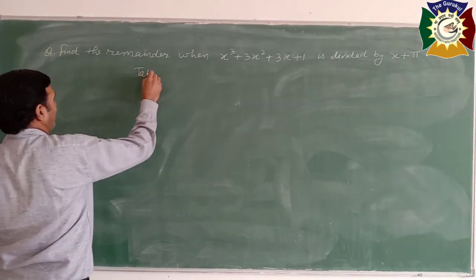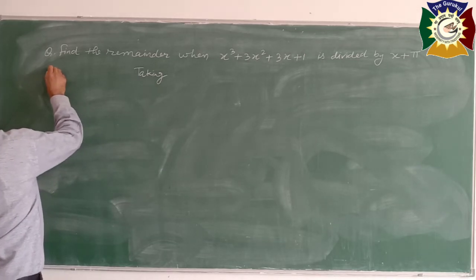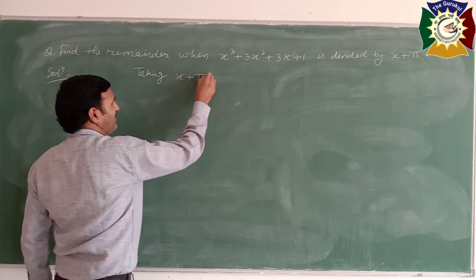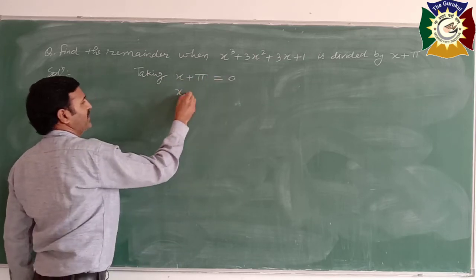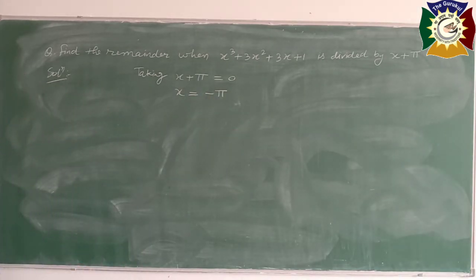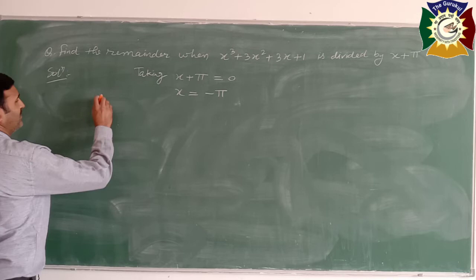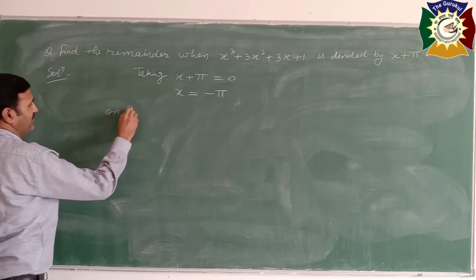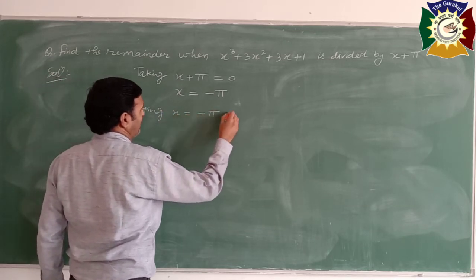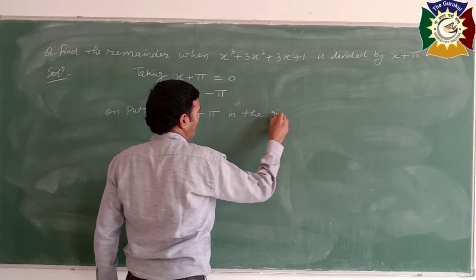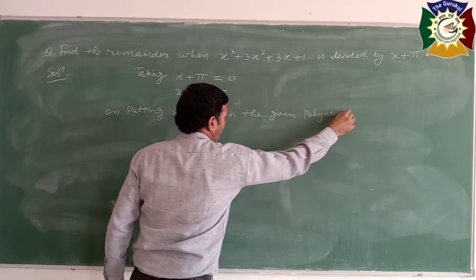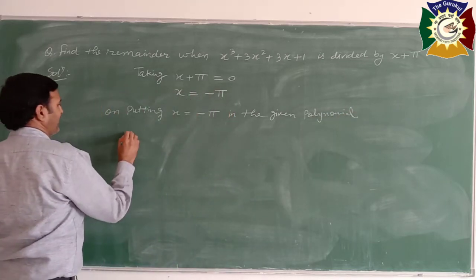Taking the divisor x plus pi equal to 0, we get the value x equals minus pi. By using the remainder theorem directly, we can find the remainder on putting x equal to minus pi in the given polynomial.